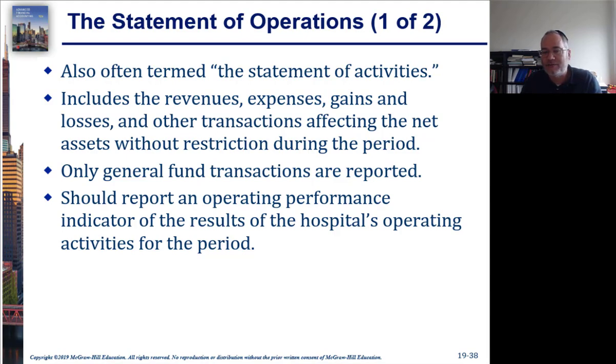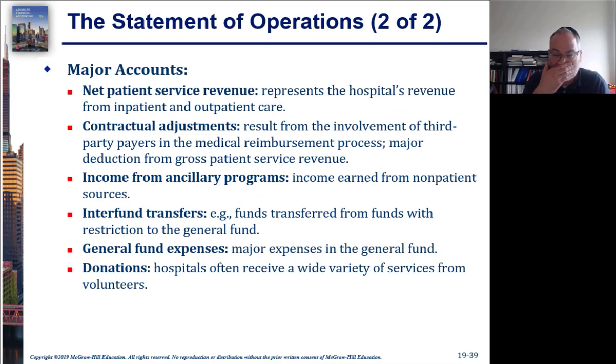And what they want is an operating performance indicator of the operating activities. We'll look at that in a moment. And these are your major accounts: net patient service revenue. And usually with hospitals, they have what's called the stated rate, and then they have discounts. So when you arrive at net patient service revenue, that would be the actual charge. But you also have what's called stated rates or listed rates, and this would kind of be the retail price.